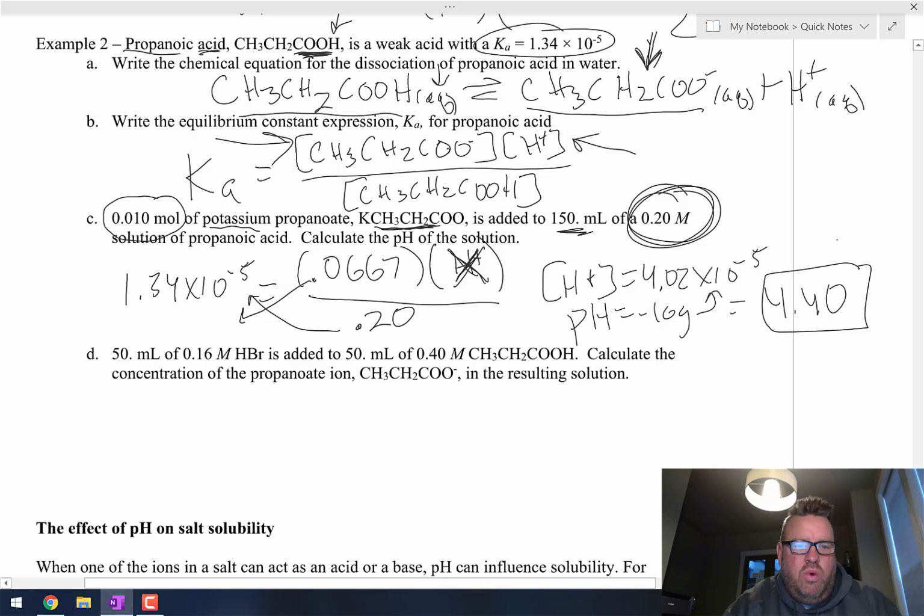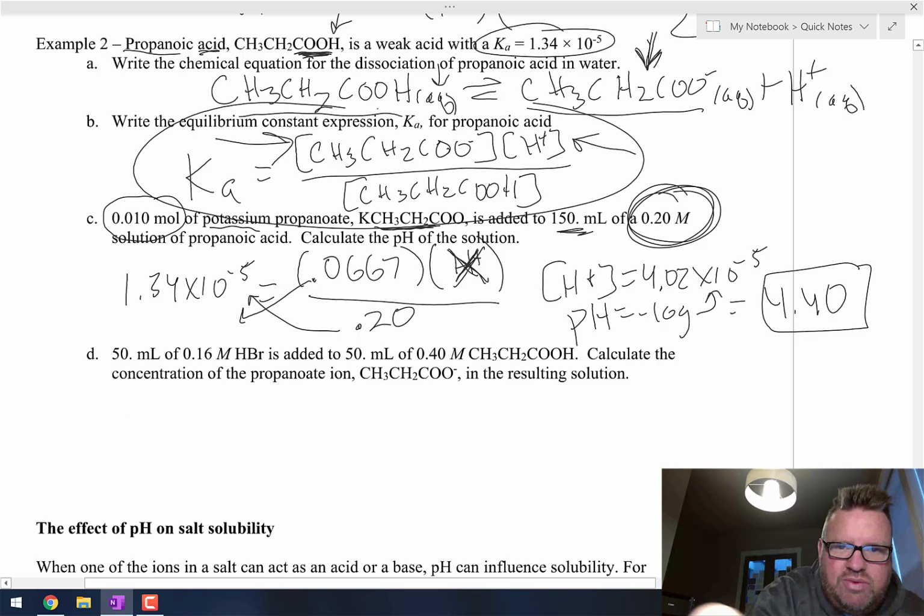All right, last one, letter D. 50 milliliters of 0.16 molar HBr is added to 50 milliliters of 0.4 molar of the acid, propanoic acid. Calculate the concentration of the conjugate base ion in the resulting solution. So again, we've got the same equation as we had before.